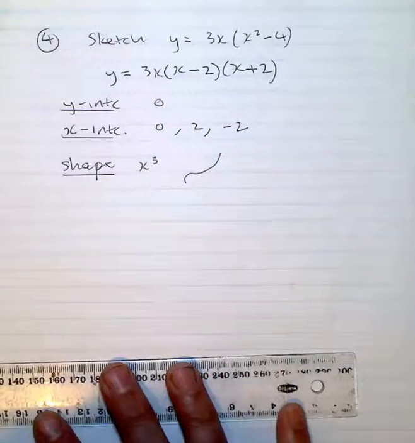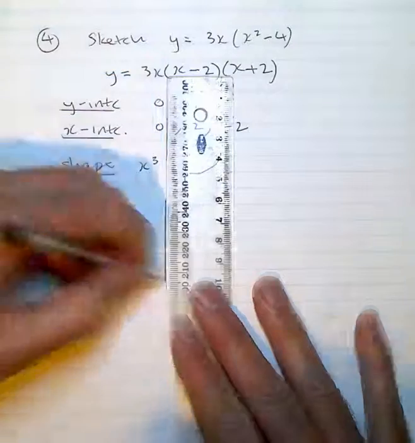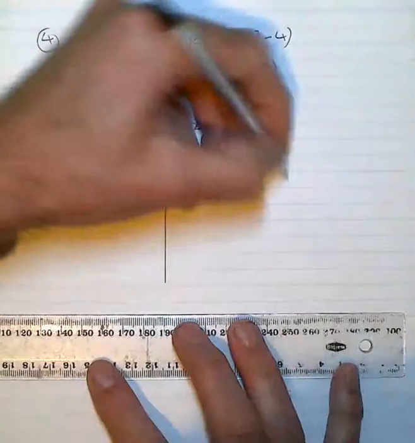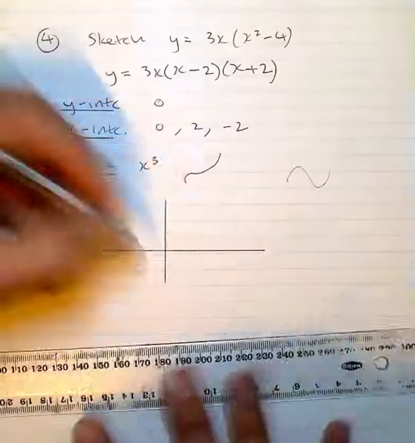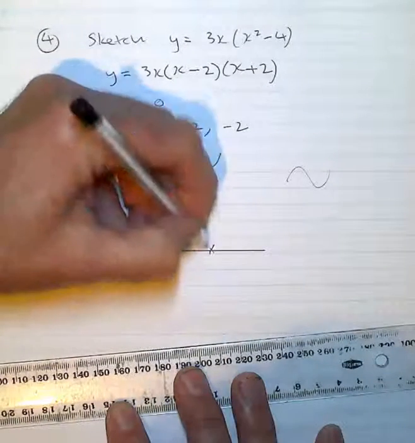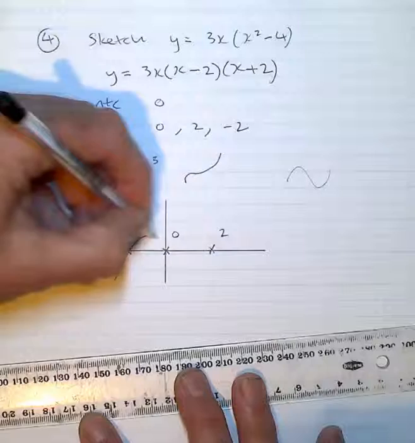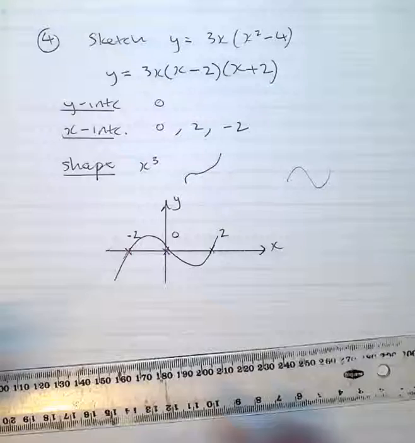Obviously, I'll have to do some little humps here. To sketch the graph with 3 intercepts, it's going to take that kind of format. 0, -2, and 2. Like so.